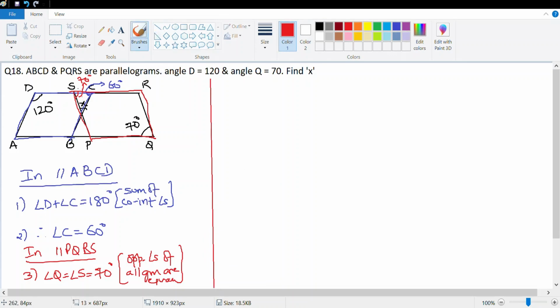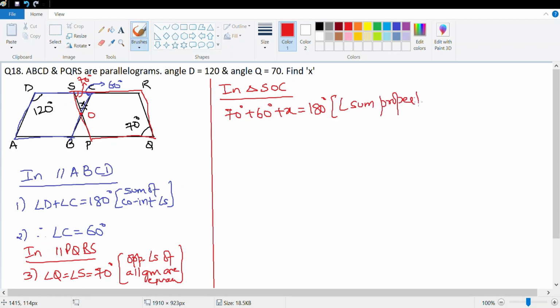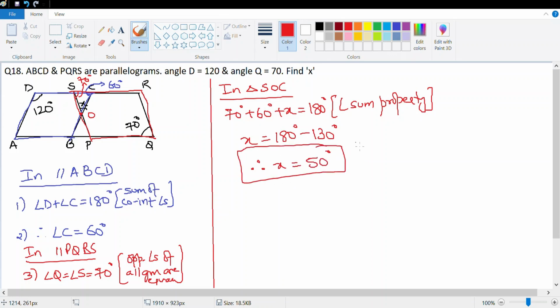I'm now looking at this small triangle. So let's call this point O. So in triangle SOC, 70 degree plus 60 degree plus X is equal to 180 degree. This is angle sum property, which means X is equal to 180 degree minus 130 degree. Therefore, X is equal to 50 degree. That's what they wanted us to prove. Done. Simple one.